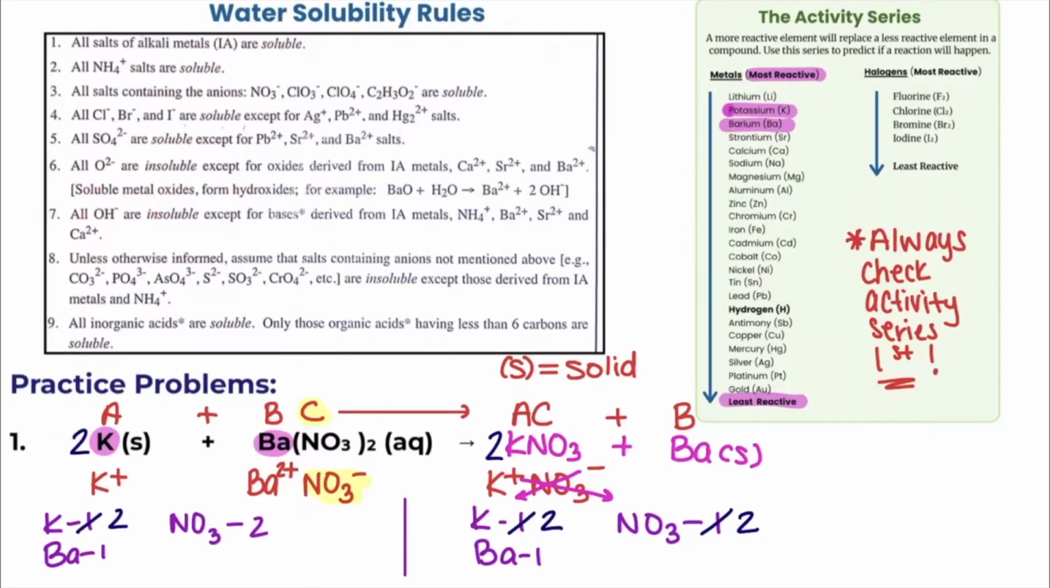What about solubility? Well, rule number 3 says that all salts containing the anions, and it includes nitrate here, are soluble, and there are no exceptions. So remember, if something is soluble, that means it can dissolve in water, and we write the symbol AQ for aqueous. Potassium nitrate is soluble.